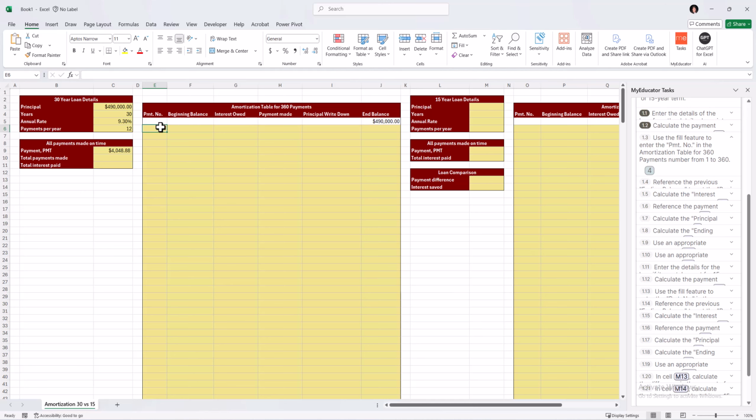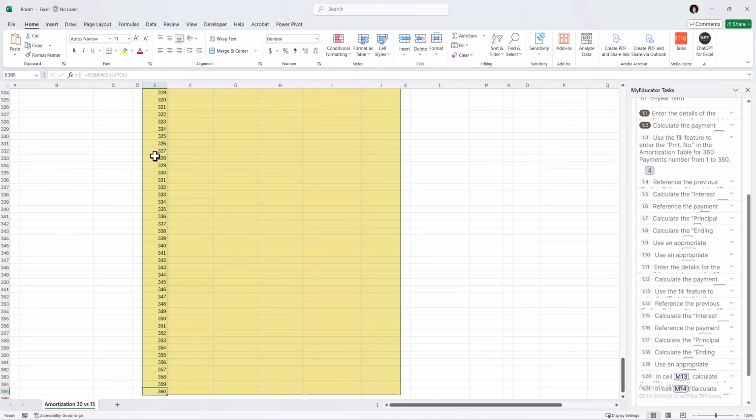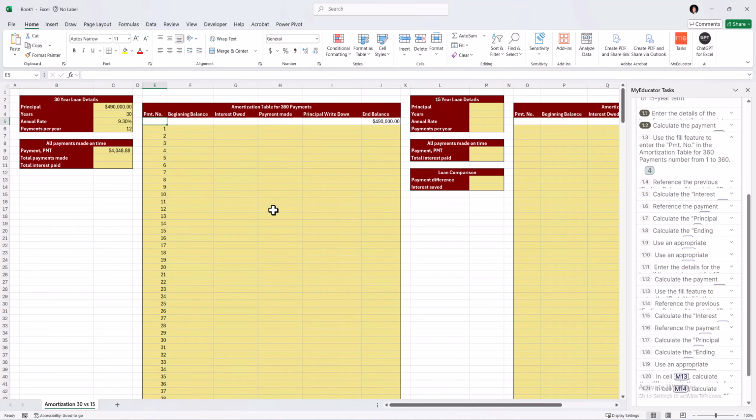Enter the payment number. This will be, I'm going to do sequence. I need 360. I could either type 360 or I could make it sequence of 30 times 12 and it will calculate the 360 for me. Beginning balance, have that get your ending balance from the previous row. For the interest owed, the interest is going to be your beginning balance times your annual rate divided by payments per year, but both of those cells have to stay locked.